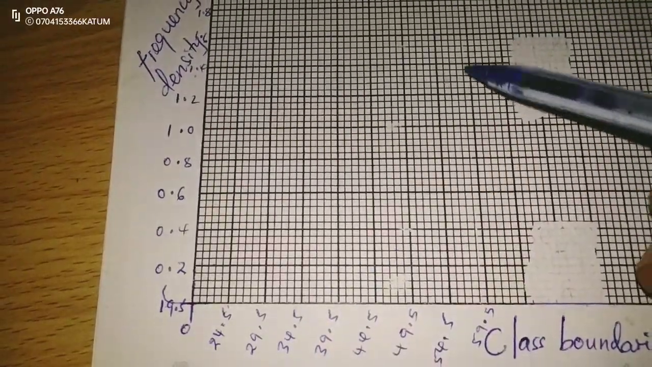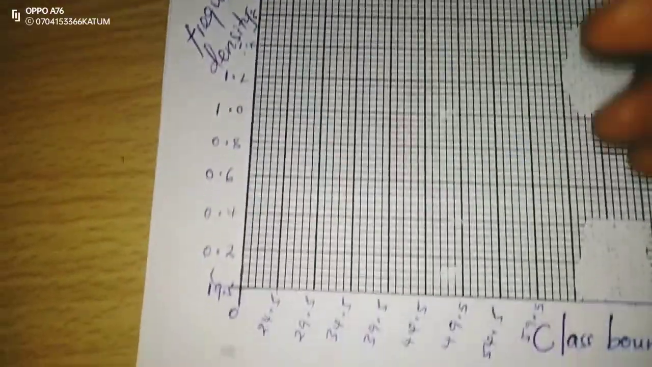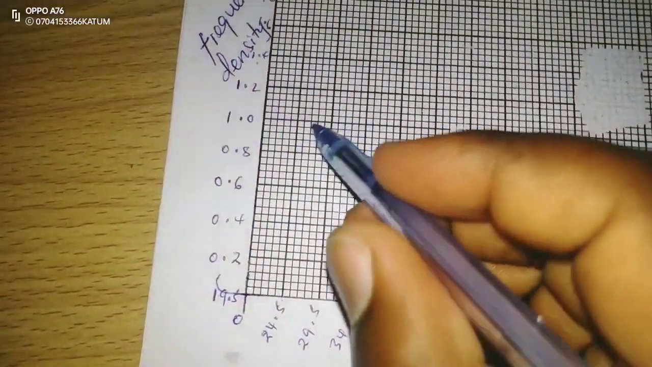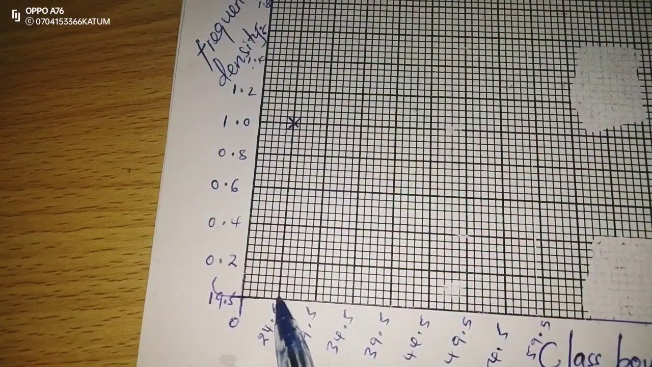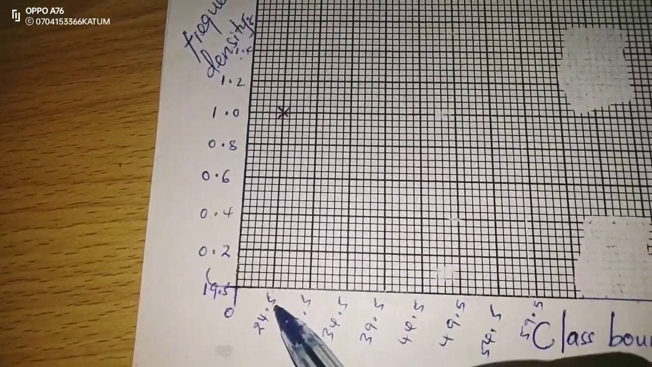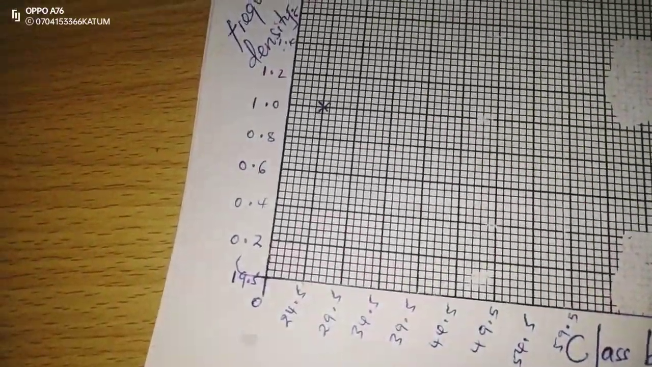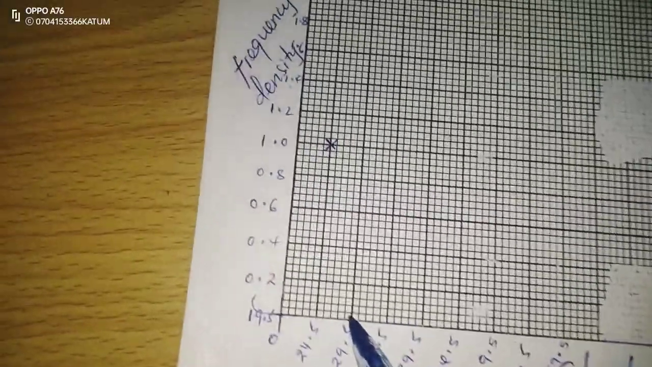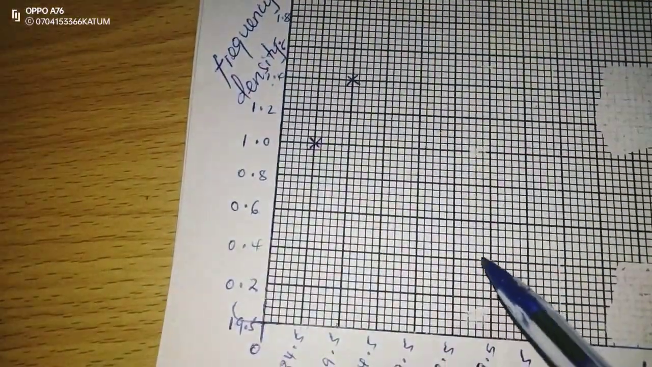So we'll start with 24.5 against 1. So 24.5 against 1 is here. That is the first class. It starts from here to here, and the frequency density is 1. The other one begins now from 24.5 up to 29.5, and the height is 1.4. Therefore, up to here and to 1.4. Yes, that is the point.